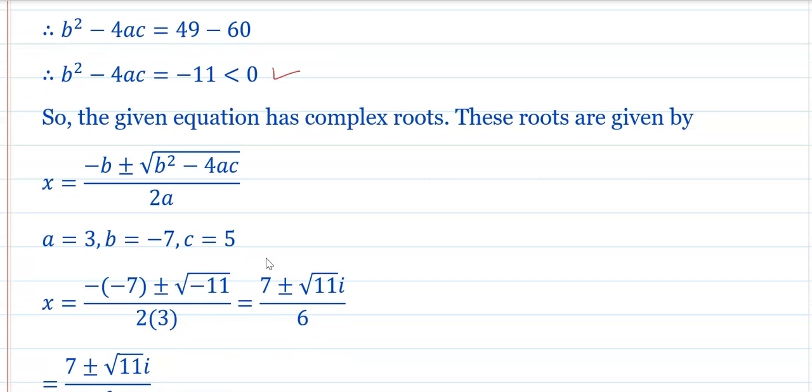These roots are given by x is equal to minus b plus or minus root of b square minus 4ac upon 2a. a is 3, b is minus 7, c is 5. Therefore, x is equal to minus in bracket minus 7 plus or minus root of minus 11 upon 2 into 3, that is 6. Okay, here minus minus, what will it be? It will be plus. Again the root of minus 11. Okay, root of minus 11 can be written as 11 in bracket minus 1. Okay, and here 11 into minus 1 means what? i square. And if you find its square root, then you will get root 11 into i.